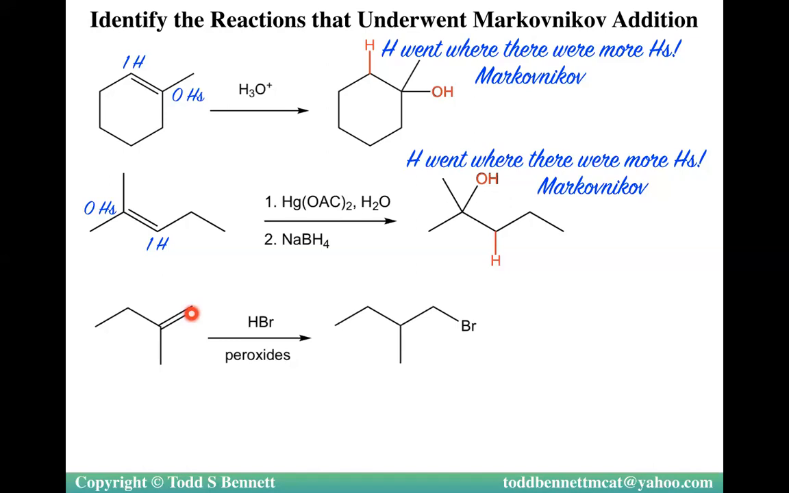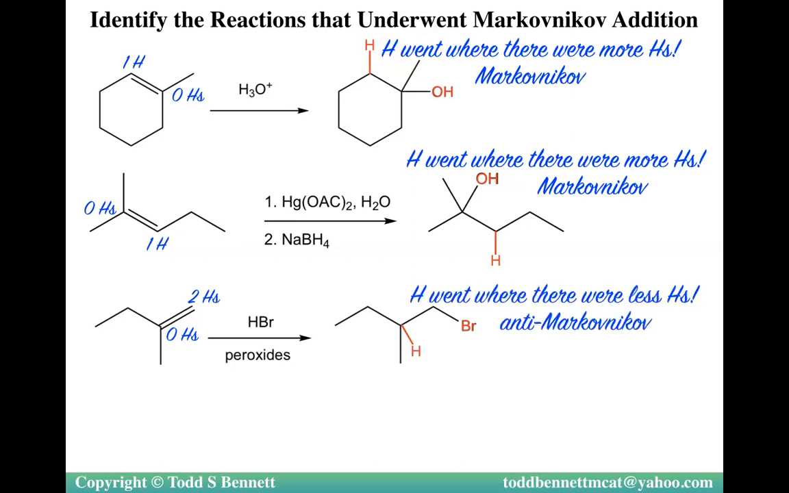So here we have this: HBr with peroxides. I'm not sure what peroxide does, but let's see. No H's, 2 H's. So that's a definite distinction. So here's my 2 H's. If Br went here, oh shoot, H went here. Oh no, this is opposite. H went here and Br went here. So in looking at this, H is actually going to the carbon with fewer H's, which means it's actually not Markovnikov. It's known as anti-Markovnikov.